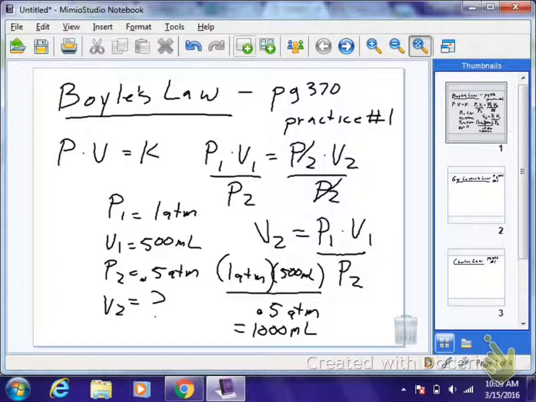You also should notice the units. We want to start paying attention to units and how they cancel. That's another way we can make sure our units are lining up correctly.